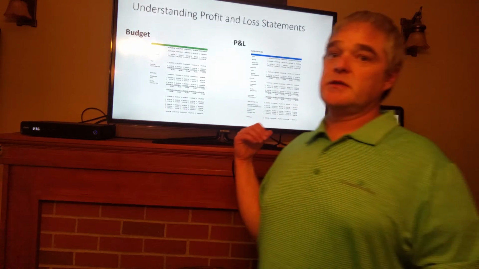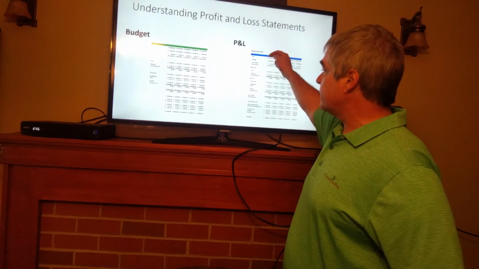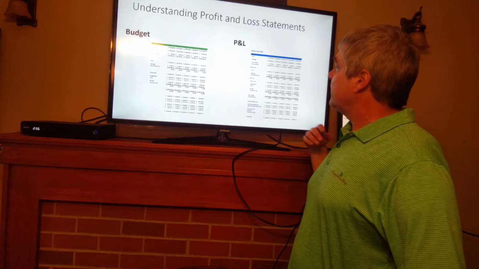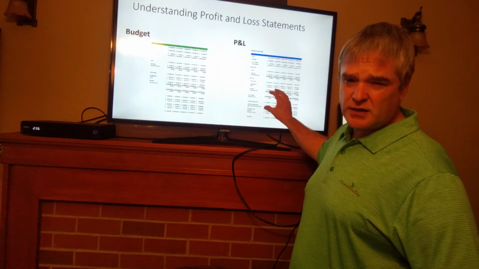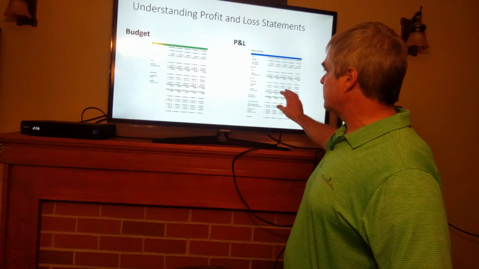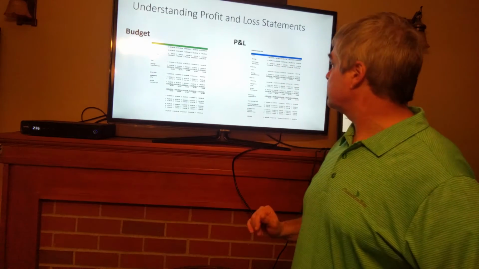This is a budget and this is a profit loss statement. As you can see, they're broken down into categories of sales, product costs, and labor costs. Then down here we have a bunch of indirect costs that we can't control. The only ones we can control are direct labor, the food costs, and the sales.